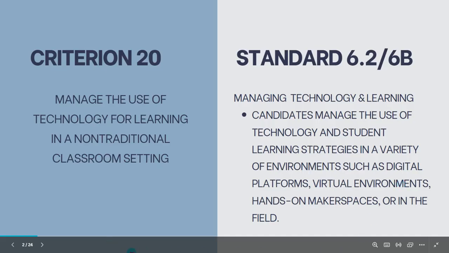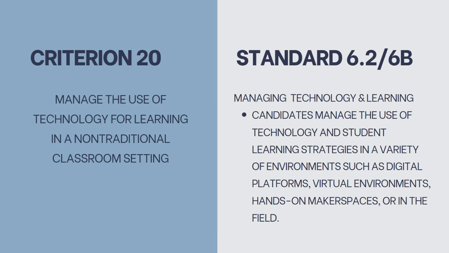Criterion 20 is to manage the use of technology for learning in a non-traditional classroom setting. Standard 6.2 and 6B, Managing Technology and Learning. Candidates manage the use of technology and student learning strategies in a variety of environments such as digital platforms, virtual environments, hands-on makerspace, or in the field.